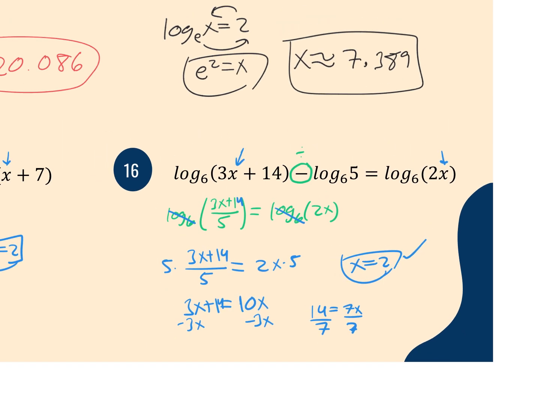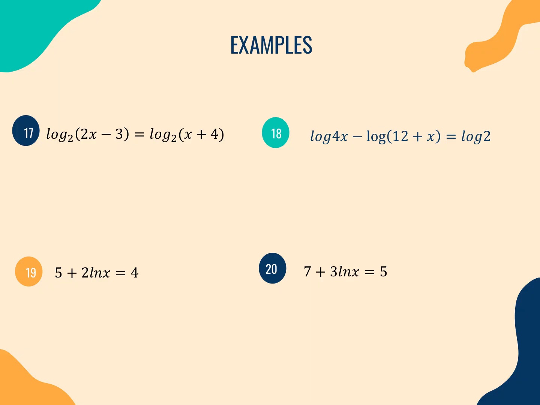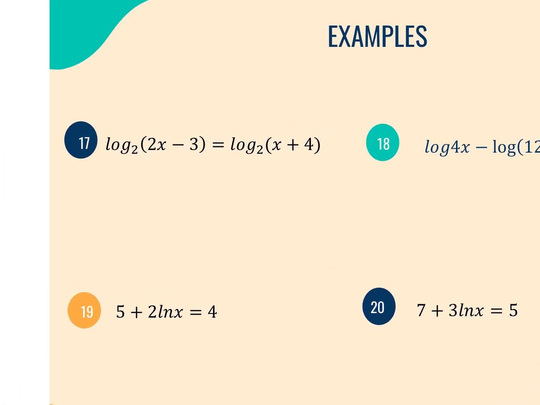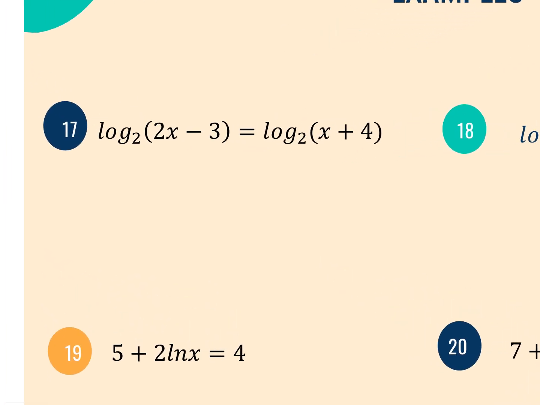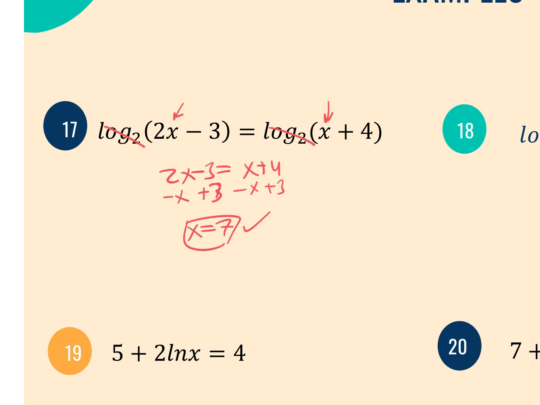That's pretty much the gist of all these kinds of problems. They're going to have some variation of these. Just like this next one, again, super easy. I have log base 2 equals log base 2. You can cancel out these logs, and you're left with 2x minus 3 equals x plus 4. Subtract x, add 3, and then you get x equals 7. Then plug it back in. Notice that you only get positive numbers, so this is a valid solution.